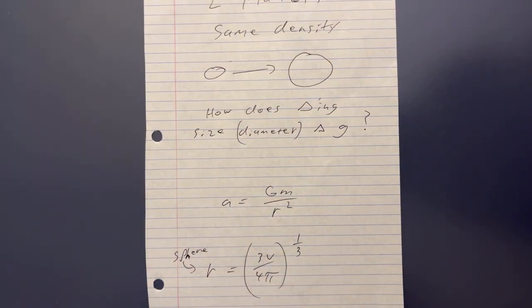So it turns out if somebody knew nothing about these equations and they just guessed that if a planet had twice the diameter, it would also have twice the gravity, that person would be correct. And I'll show the proof of that in this video.